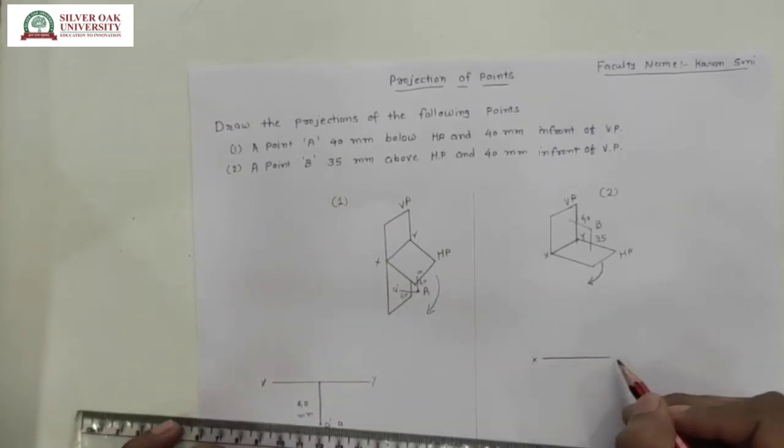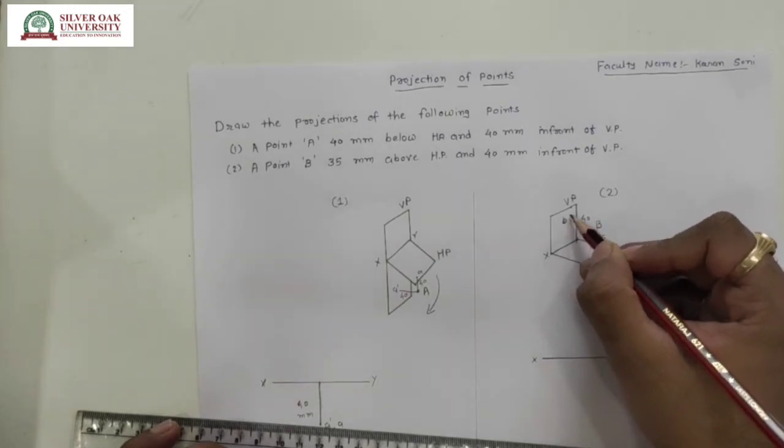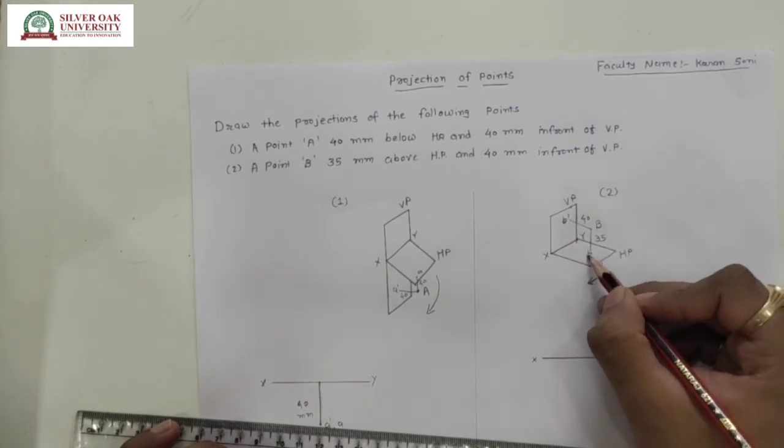So with respect to the XY line, we can plot the front view and the top view of the point. The front view is on the vertical plane, that is the point B dash, and the top view is on the horizontal plane, that is the point B.